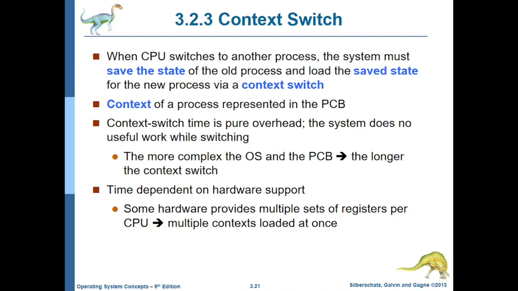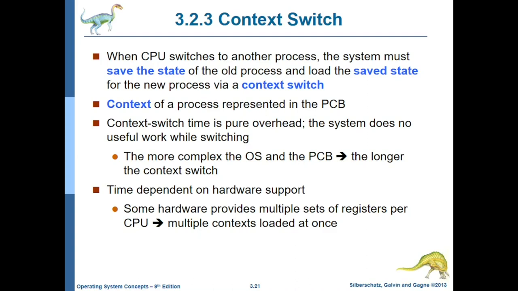The state of the process is stored in a data structure called the process control block, or PCB, which is maintained by the operating system. A context switch is necessary because the CPU can only execute one process at a time, but there may be many processes that are ready to run. The operating system uses a scheduling algorithm to decide which process to run next and then performs a context switch to switch from the current process to the selected process.